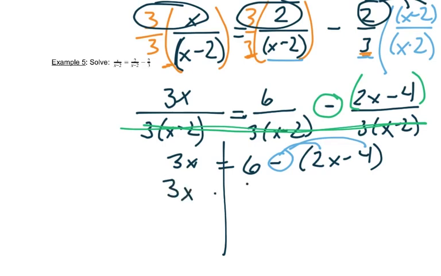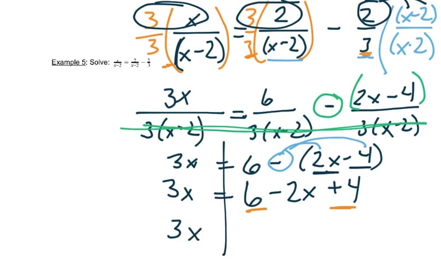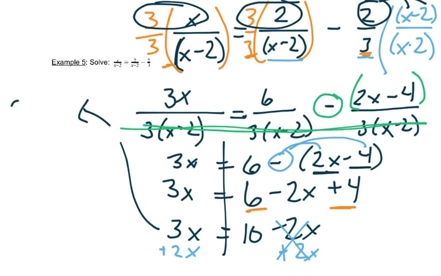So I get 3x equals 6 minus 2x plus 4, because remember that minus changes the sign of both of those pieces. And I'll combine these. So I get 3x equals 10 minus 2x. My x's need to be on the same side, so I'm going to add 2x to both sides. That cancels it out over here and leaves me with 5x equals 10. And the last step is to divide that by 5, so I get x equals 2.